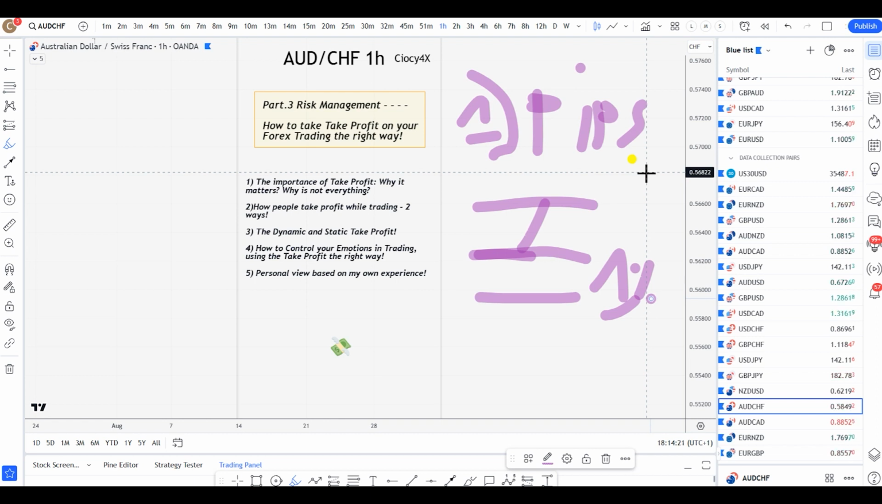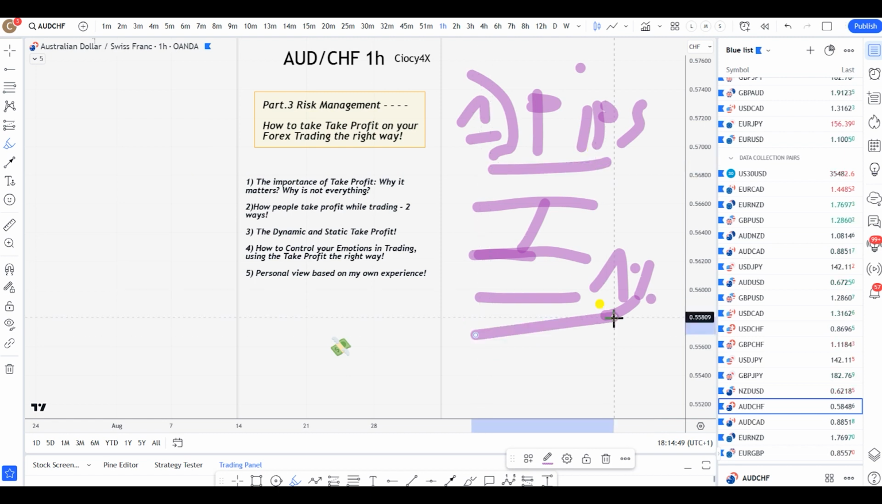And now I'm going to the most important one, which is actually, no, that's not the most, this is important as well, but the next one is even way more important. So the third point is the dynamic and static take profit. So what do I mean? Some people, like I said earlier, trade with pips or they trade with the risk to reward.